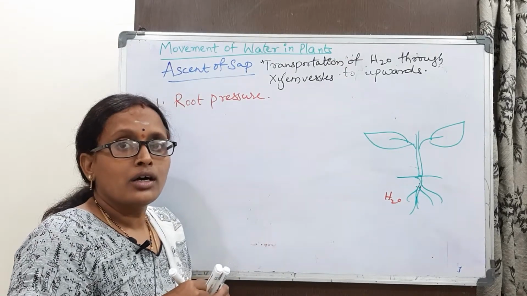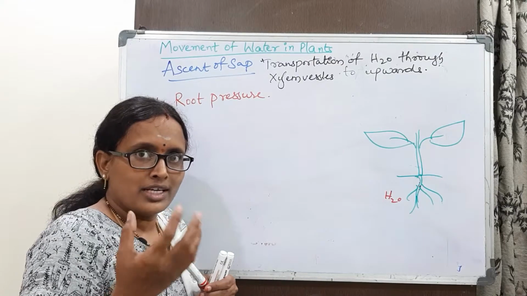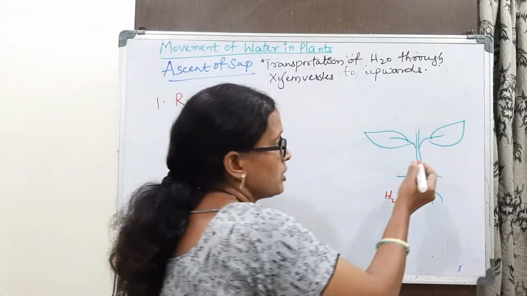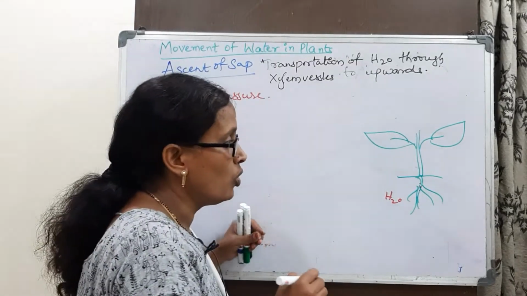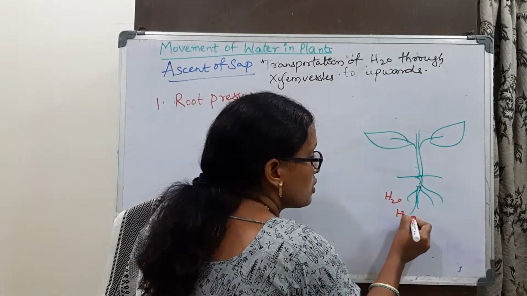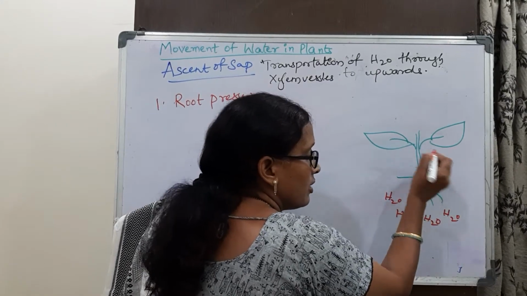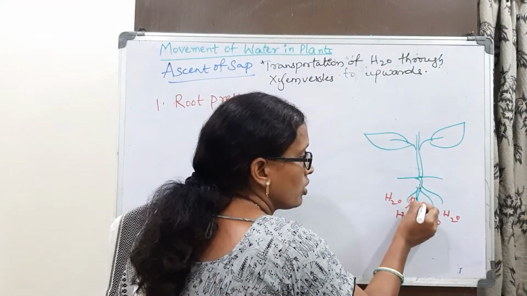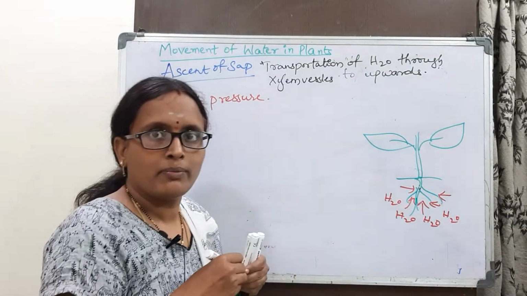So when the transpiration is low, what is transpiration? Evaporation of water through the stomata. Transpiration is low and water absorption is more. So here water loss is not there, but water is more absorbed by the plants.